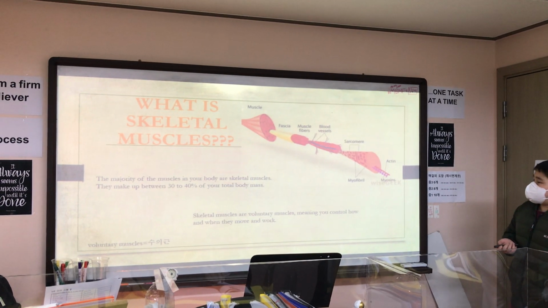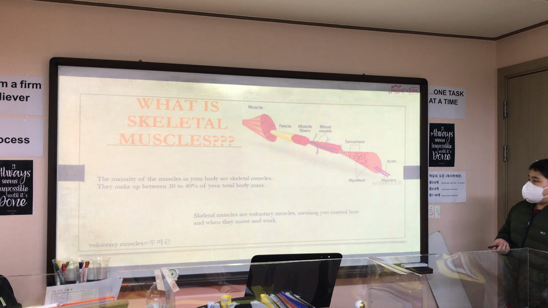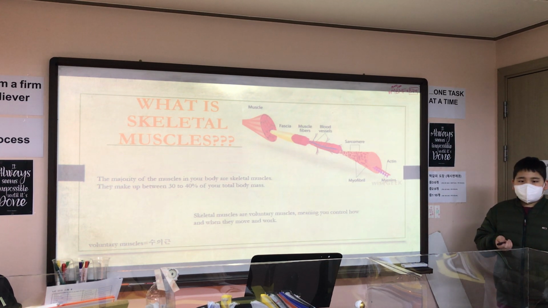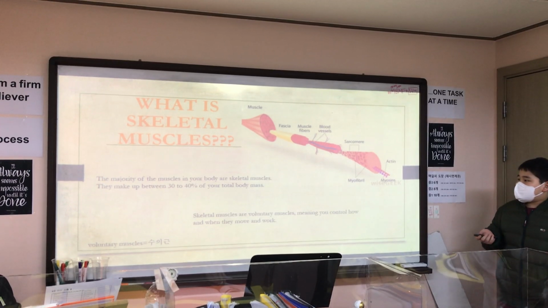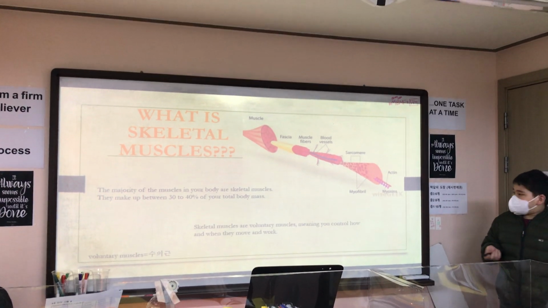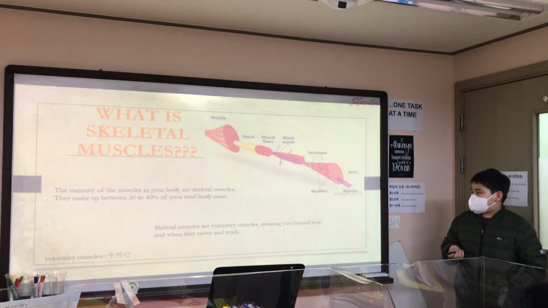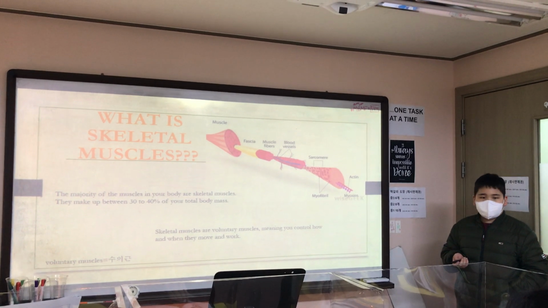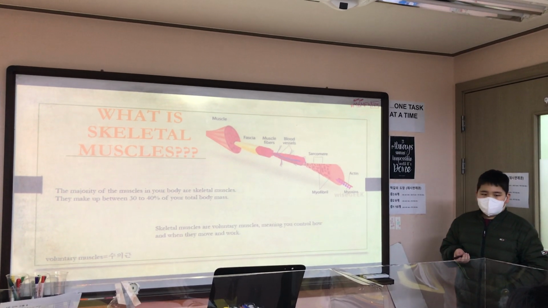What is skeletal muscle? The majority of the muscles in your body are skeletal muscles. They make up between 30% to 40% of your total body mass. Skeletal muscles are voluntary muscles, meaning you control how and when they move and work.